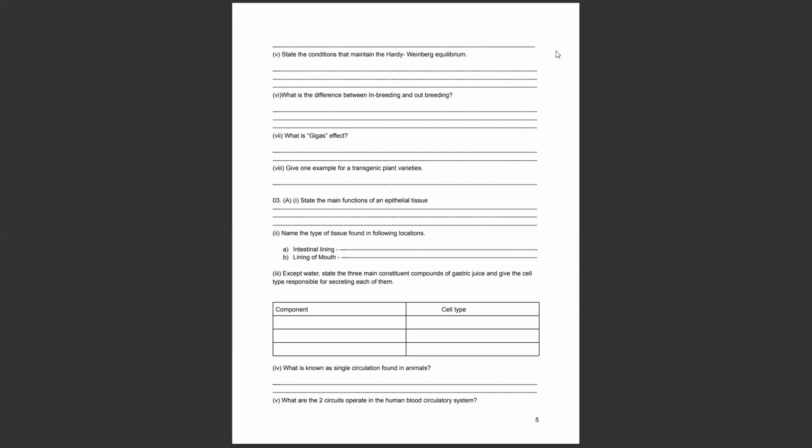Absence of mutations. Occurrence of random mating. It's the second one. Absence of natural selection. Size of population is extremely large, right?